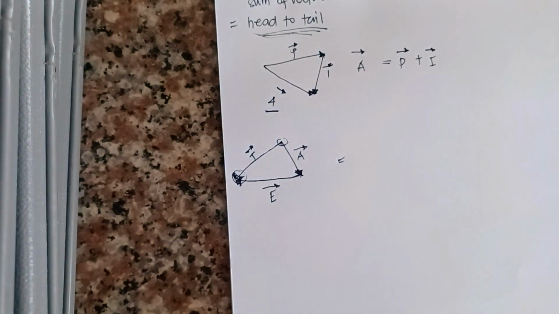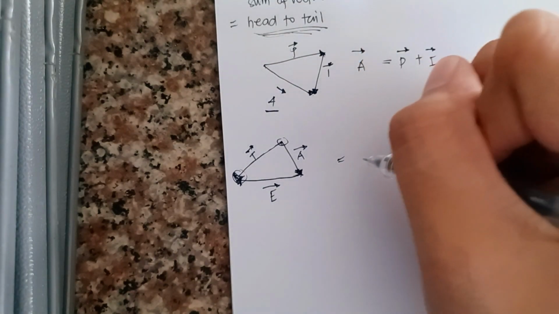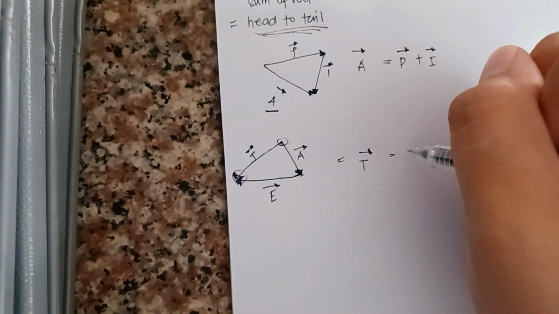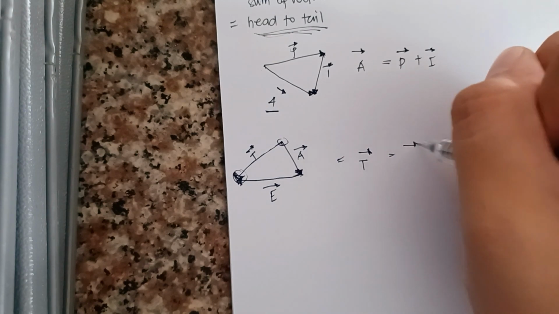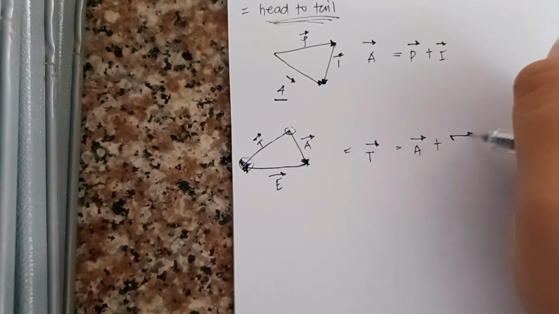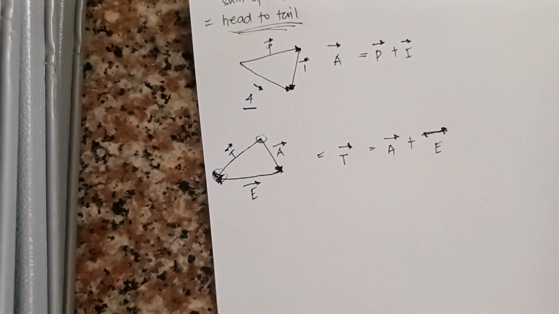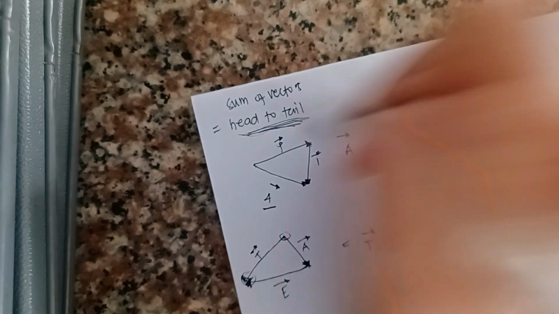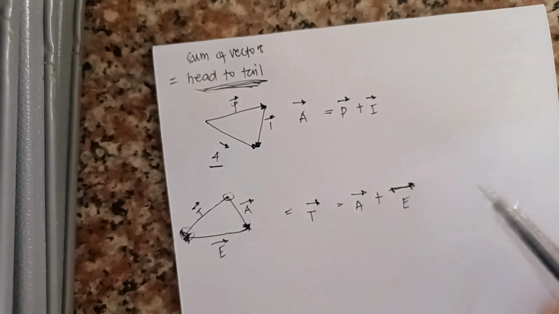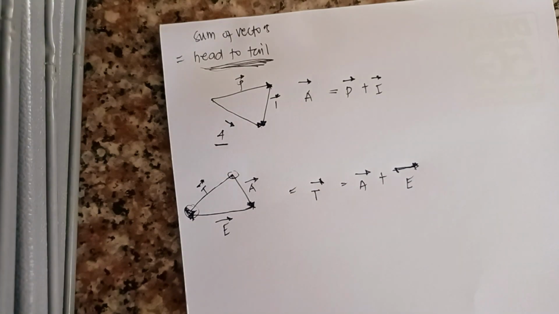So, ang ating magiging sagot, for this example, ay vector T is equal to the sum of vector A plus vector E. Ayan po, head to tail. Maliwanag? Okay po. So, ayan po yung ating remaining topic ng ating vectors.